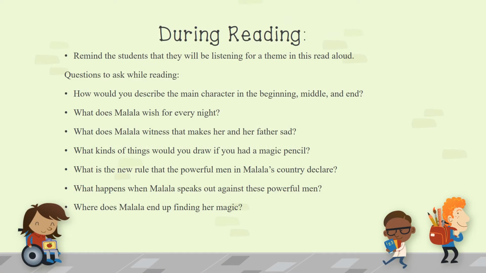While you are reading this story, you should remind the students that they will be listening for a theme in this read aloud. Questions that you might want to consider or ask the students while you're reading are listed below and include, how would you describe the main character in the beginning, middle, and end? What does Malala wish for every night? What does Malala witness that makes her and her father sad? What kinds of things would you draw if you had a magic pencil?